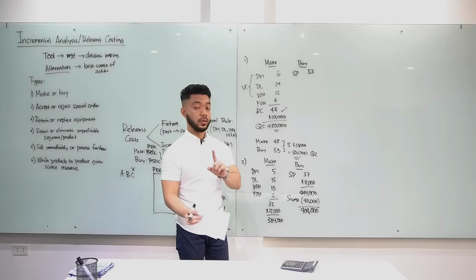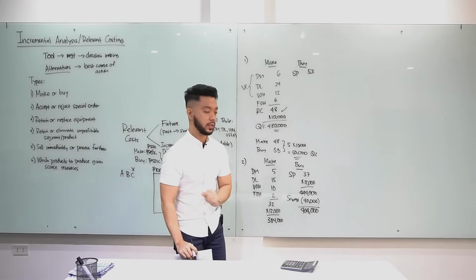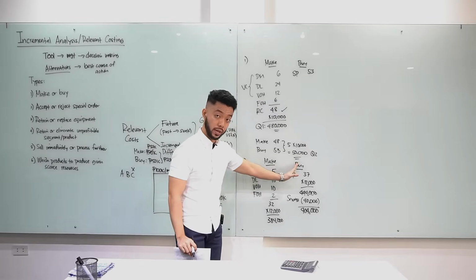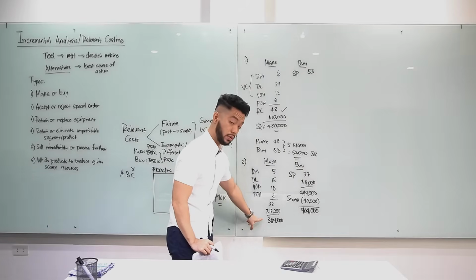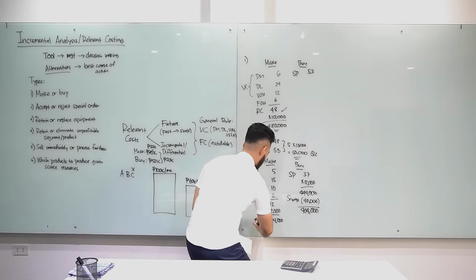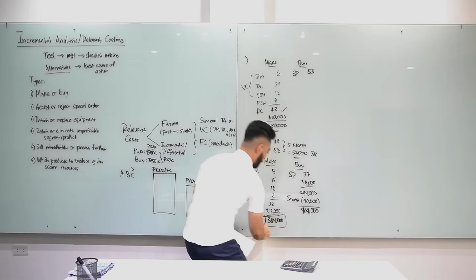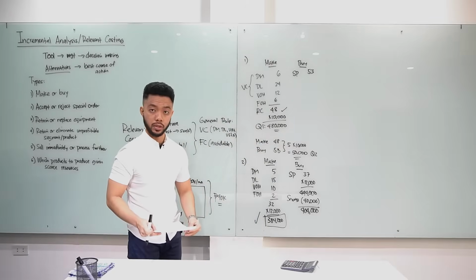Okay, class? Ano yung best course of action natin? Do we make or do we buy? Answer is, we make. Mas mura, di ba? 384,000 lang. Yun yung best option sa atin. We make the product on our own.